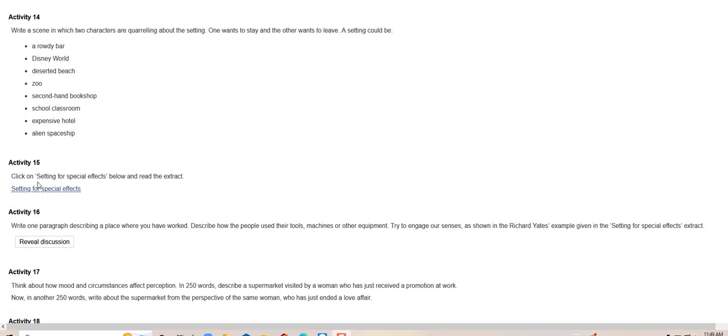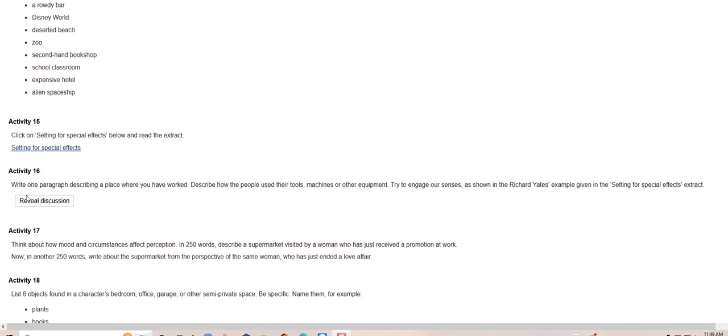So click on setting. Here you would write one paragraph describing a place where you have worked. Describe how the people use their tools, machines, or other equipment. Try to engage the senses as shown in the example. Anyway, here you can write about where you work.